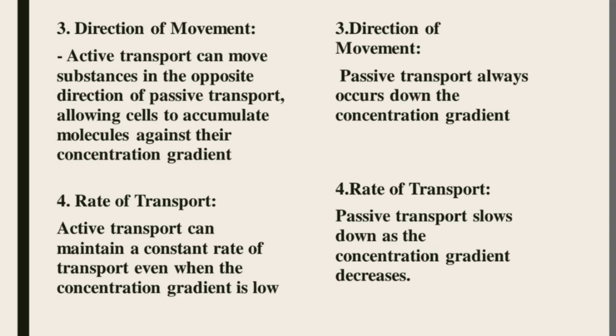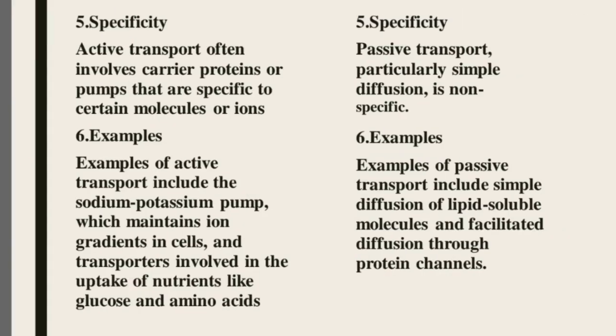Third point, direction of movement. Active transport can move substances in the opposite direction of passive transport, allowing cells to accumulate molecules against their concentration gradient, whereas passive transport always occurs down the concentration gradient. Fourth, rate of transport. Active transport can maintain a constant rate of transport even when the concentration gradient is low, whereas passive transport slows down as the concentration gradient decreases.